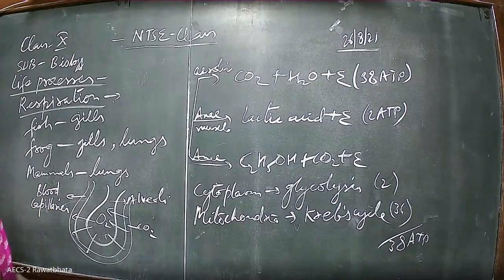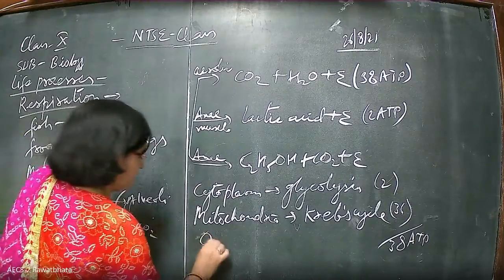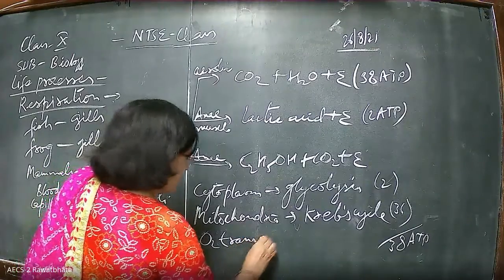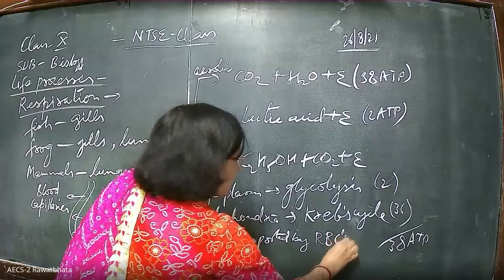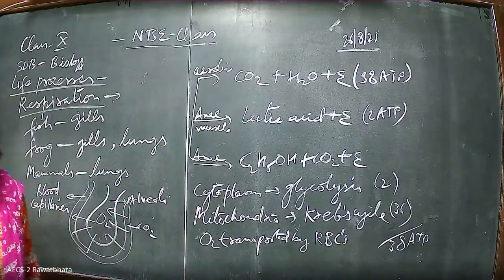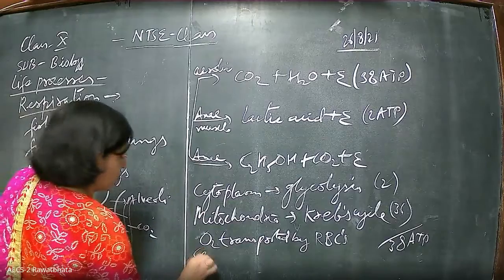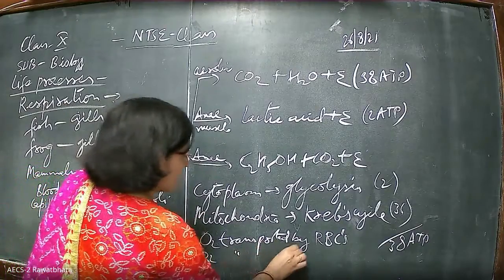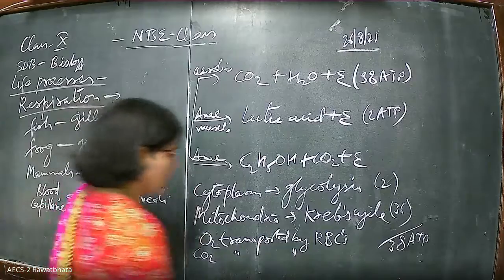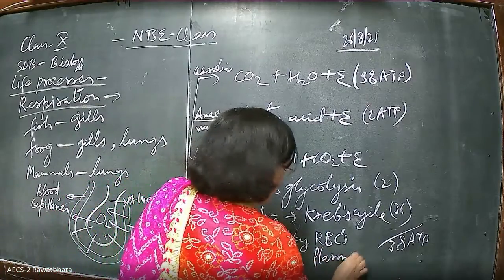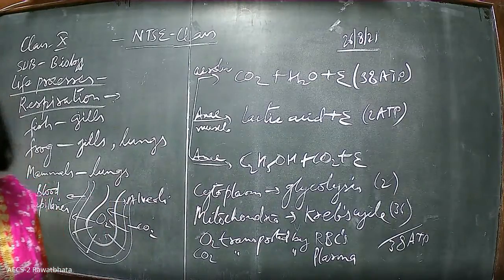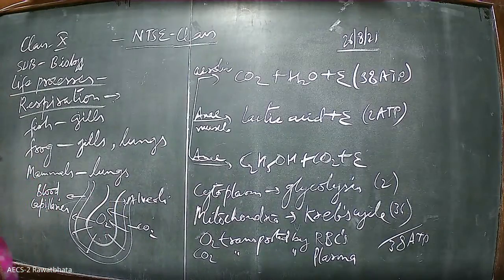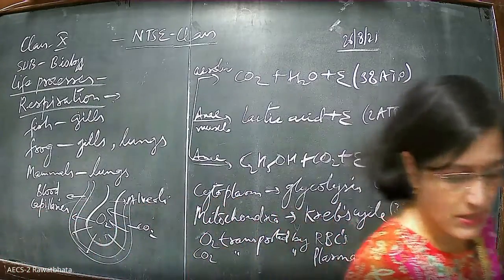Here we must know one very important feature, that oxygen is transported by RBCs, red blood cells, and specifically hemoglobin in RBC. And CO2 is transported in dissolved form by plasma. Plasma, the liquid that we have in our blood, is responsible for it. So that's all about respiration we need to know as far as NTSE is concerned.